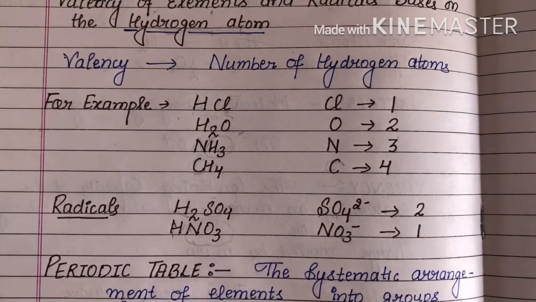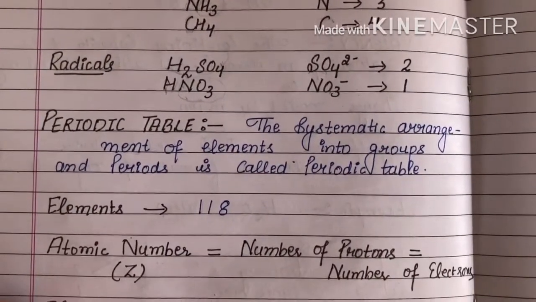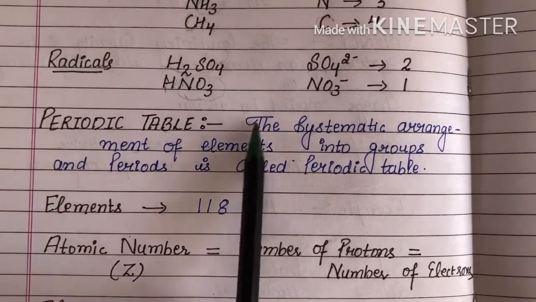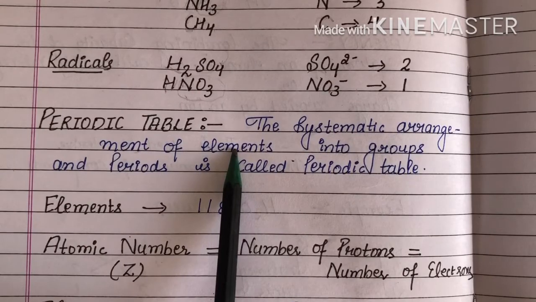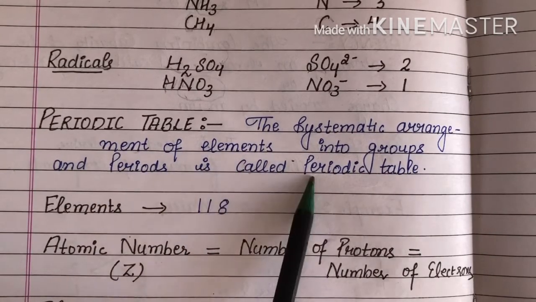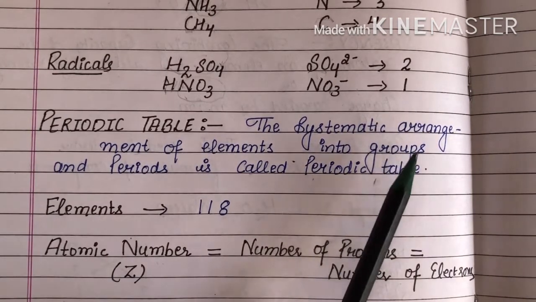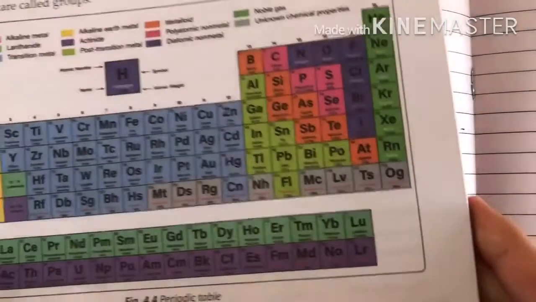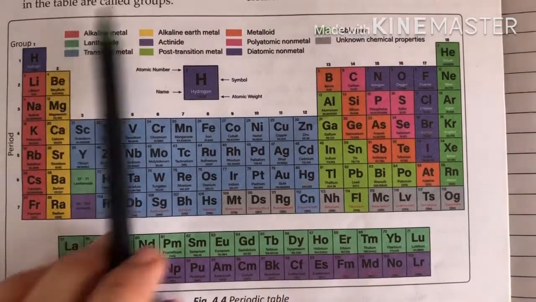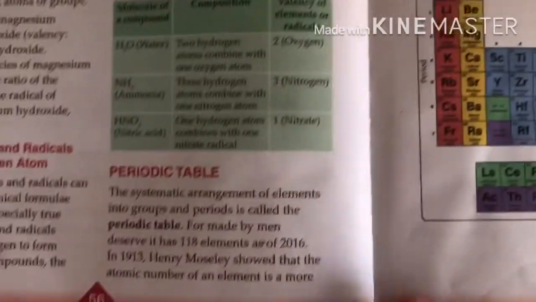Okay. So next we will study the periodic table. What do you mean by periodic table? The systematic arrangement of elements into groups and periods is called the periodic table. Means there is a systematic arrangement of elements into groups and periods. So that is called the periodic table. So let's see here. This is called the periodic table. So we will study it further.